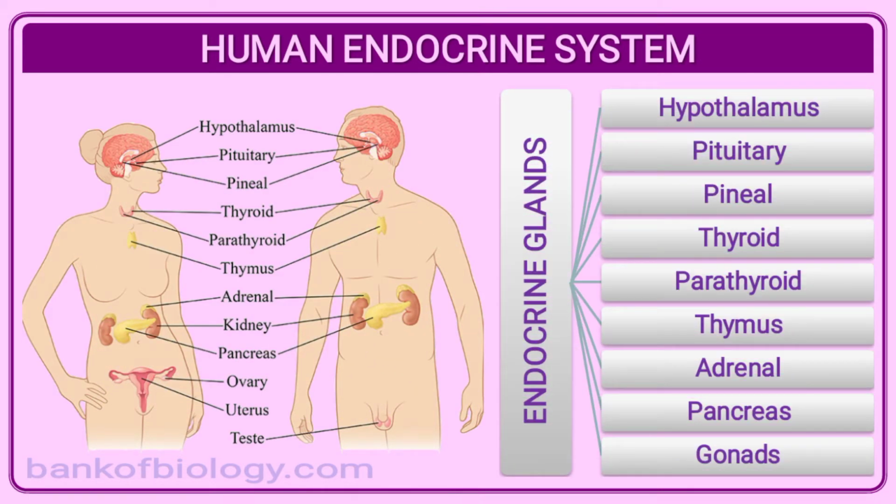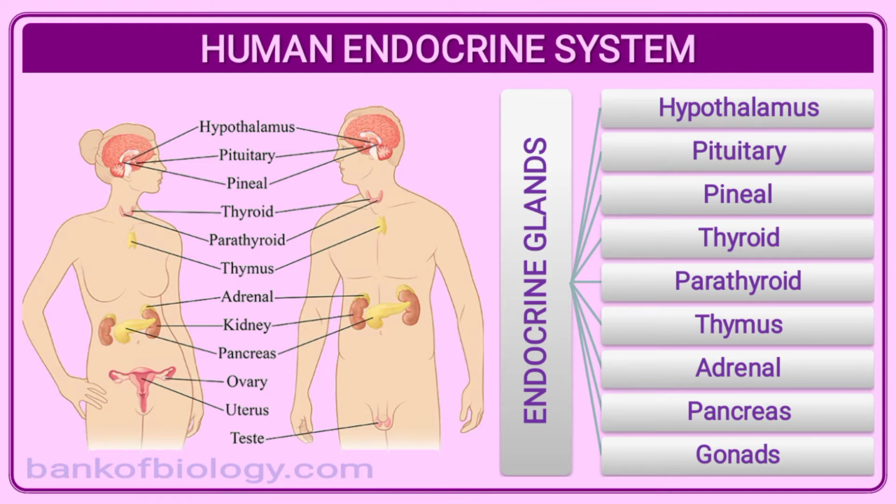And in the human endocrine system, if we talk about the different glands that come under the endocrine system of humans, first of all includes hypothalamus, second is pituitary gland, third is pineal gland, and fourth is thyroid, parathyroid, thymus, adrenal, pancreas, and gonads. These all are the endocrine system glands. In females, there are additional structures, organs. These include ovaries, uterus, whereas in males these include testes.